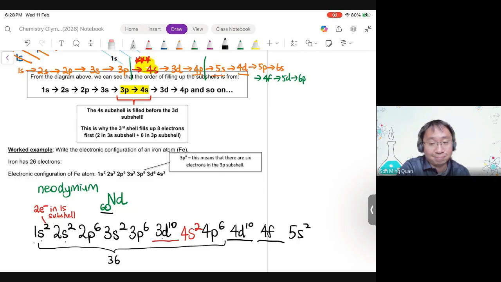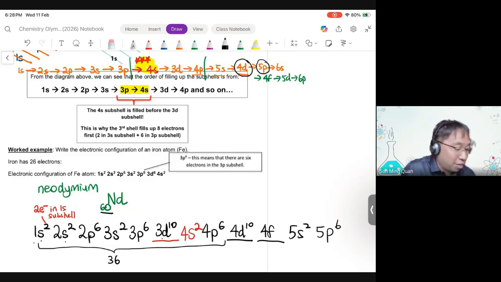Okay? Now, do you realize after 4d is not even 4f yet, no? It's not even 4f's turn, you know. After 4d, we go on to 5p, right? So the next one to fill is 5p6, you know. How many electrons is this already? I'm getting nervous. 18, right? So 36 plus 18, right? How much is 36 plus 18? 54, is it? Okay. So far I've written 54 electrons, but neodymium has 60 electrons. So how? I still got 6 more.